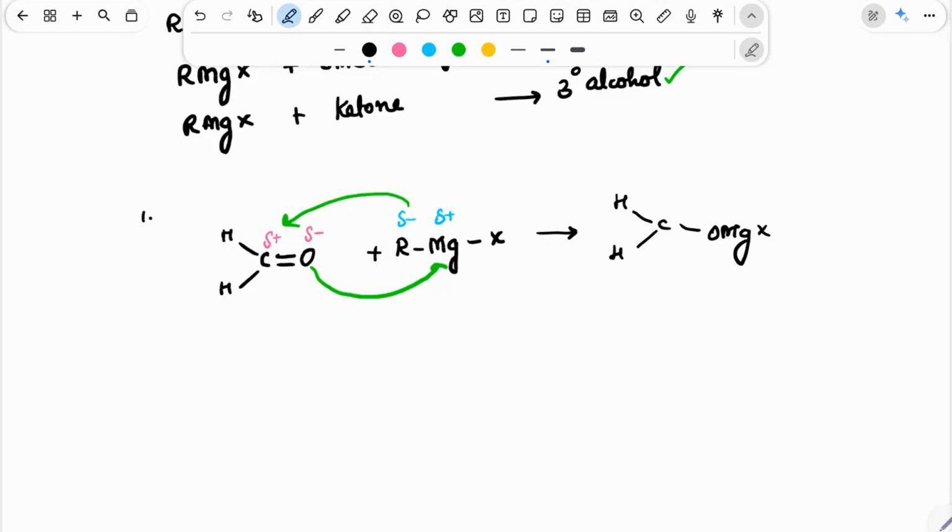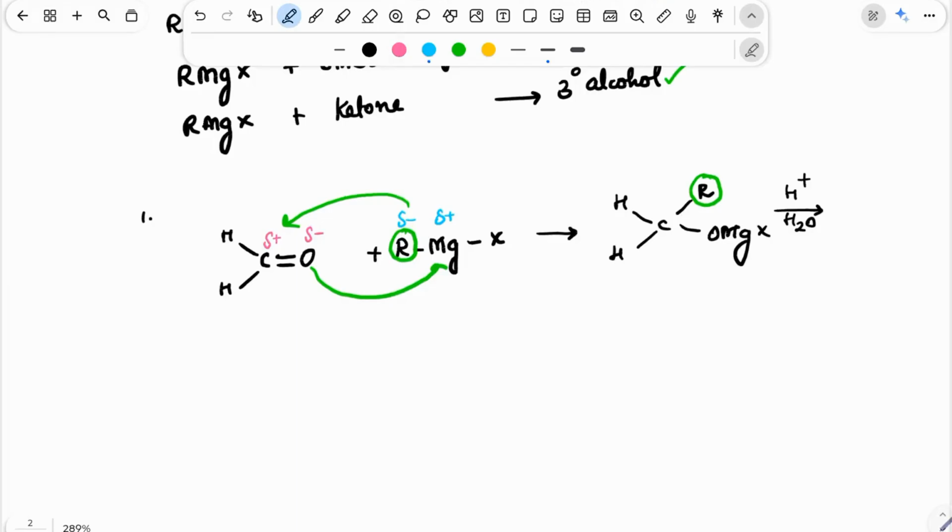And what will be our addition product? This O combined with MgX and then a new bond forms. This is what we have already mentioned. New carbon-carbon bond formation happens. This R is from our Grignard reagent.